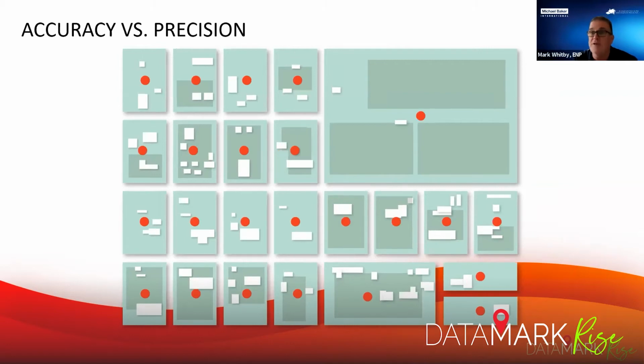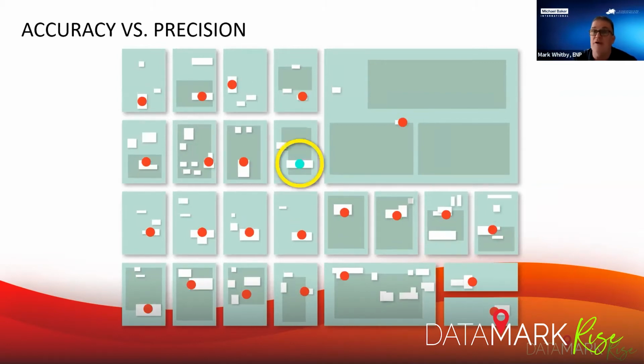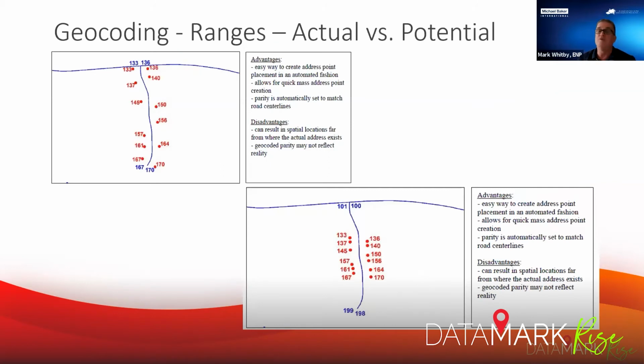Hey, accurate's okay, but precision's even better. I know exactly where that address point is for that structure I'm responding to. So it makes a lot of sense. So geocoding was another option we talked about for placement, right? And there's been great debate over the years of potential or theoretical ranges versus actual ranges.